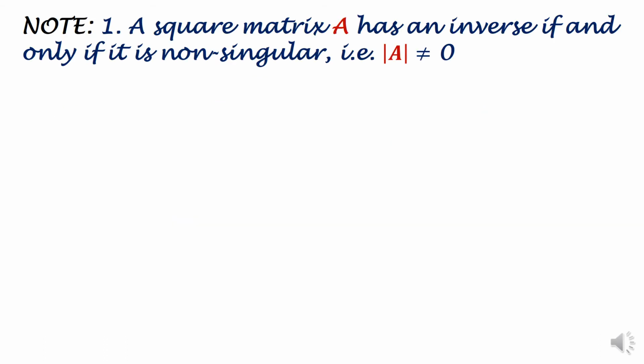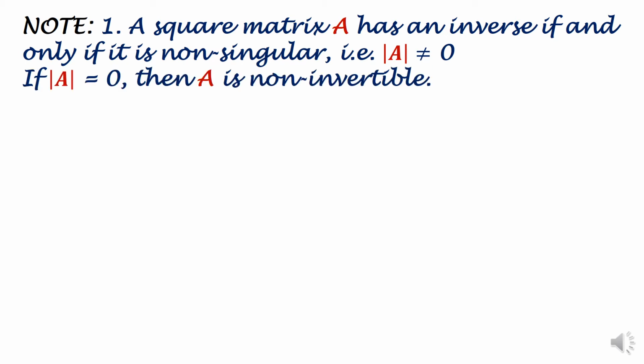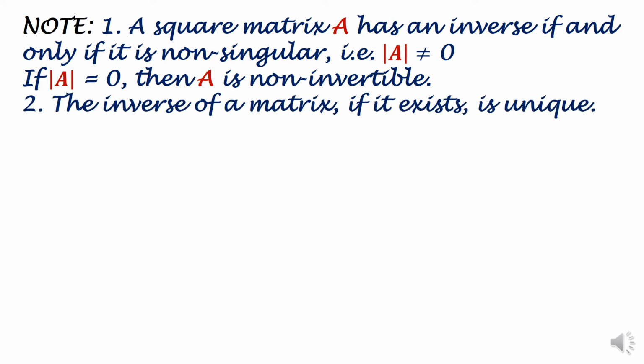There are certain things to keep in mind regarding the inverse of a matrix. First of all, a square matrix A has an inverse if and only if it is non-singular. That means mod A is not equal to 0 or determinant of A is not equal to 0. If mod A is 0, then we say that the matrix A is non-invertible. That means it does not have an inverse. Similarly, the inverse of a matrix, if it exists, is unique. That means every matrix has one and only one inverse if it is invertible then.